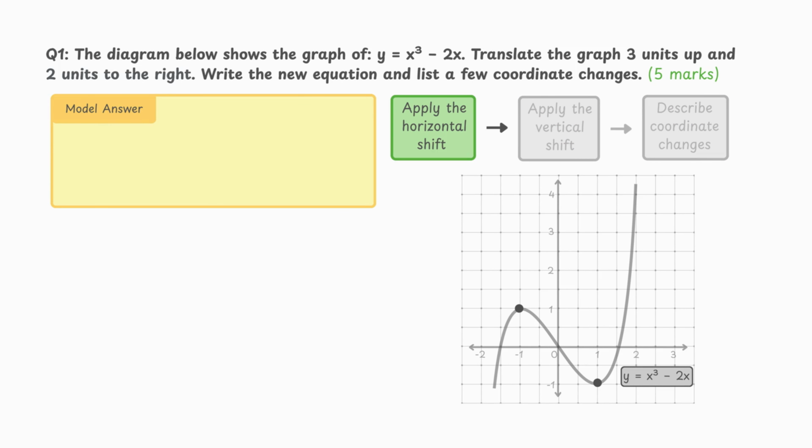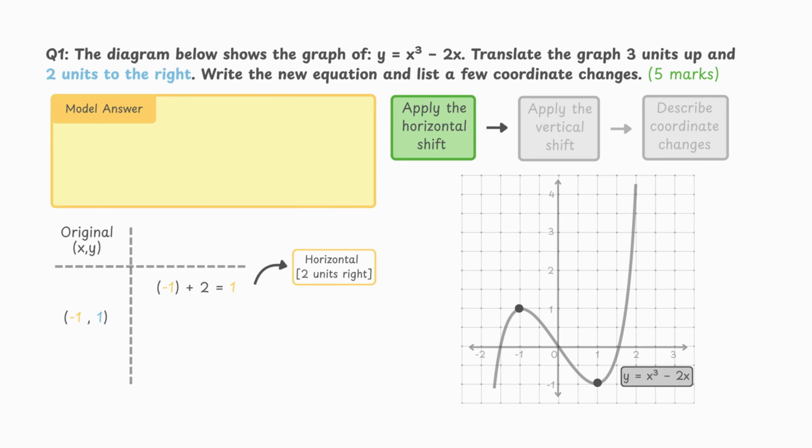Apply the horizontal shift. The graph moves 2 units to the right. Remember, horizontal translations affect the x values. The original coordinate shown in the table is -1, 1. To move the graph 2 units right, we add 2 to the x coordinate. -1 plus 2 equals 1. So after the horizontal shift, the coordinate becomes 1, 1. The image labels this as horizontal 2 units right. This earns 1 mark for correctly applying the horizontal translation.